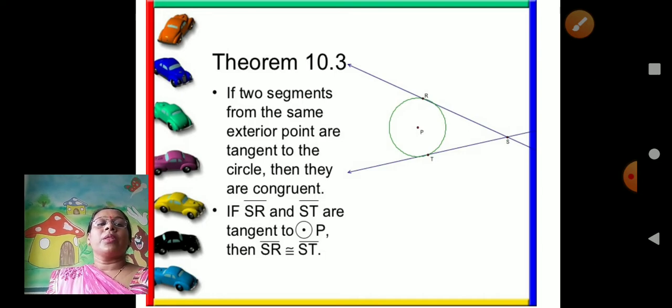Next theorem. In this theorem it is given that if S is an exterior point to the circle, then tangent segments drawn from that exterior point are equal, meaning ST is equal to SR. S is the exterior point, and tangent segments drawn from that exterior point are equal. That is the meaning of the theorem, meaning SR is equal to ST.